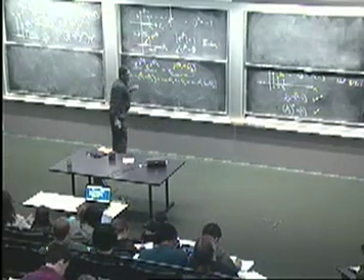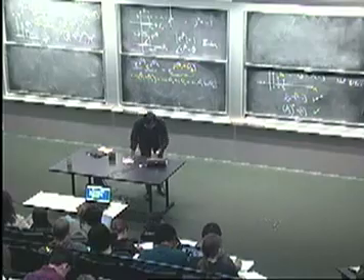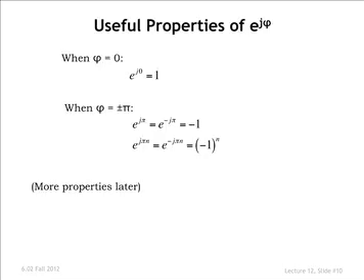So here's the, well, actually, let me make that point a little later. These are easy. E to the j0 is just this unit length vector along the real axis, which is just the number 1. E to the j pi is the unit vector lying along the negative real axis, so that's the number minus 1. Right?